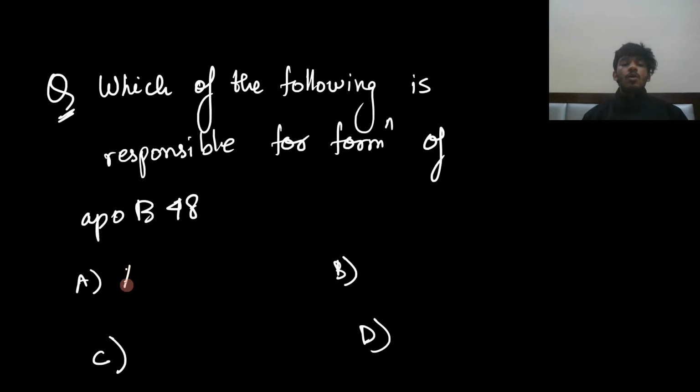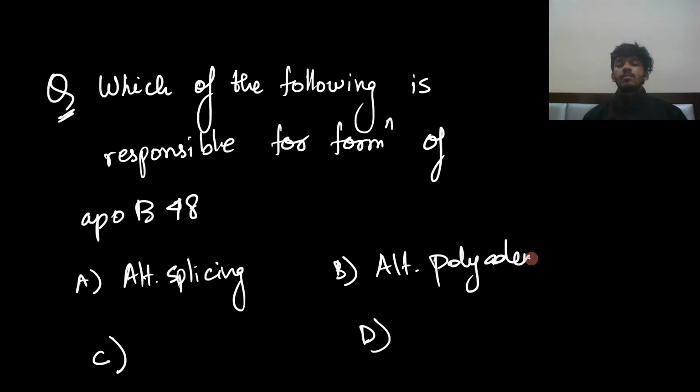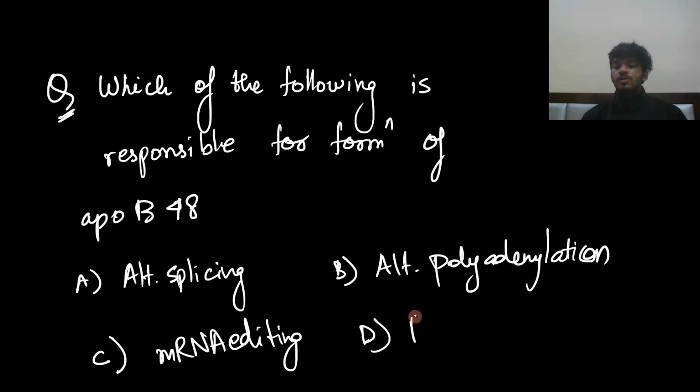First option is alternative splicing. Second option is alternative polyadenylation. Third option is mRNA editing. Fourth option is post-translational modification.